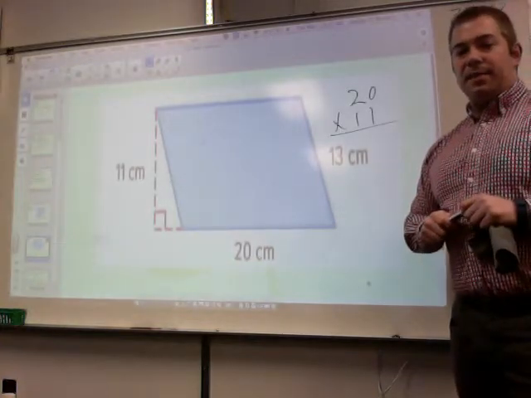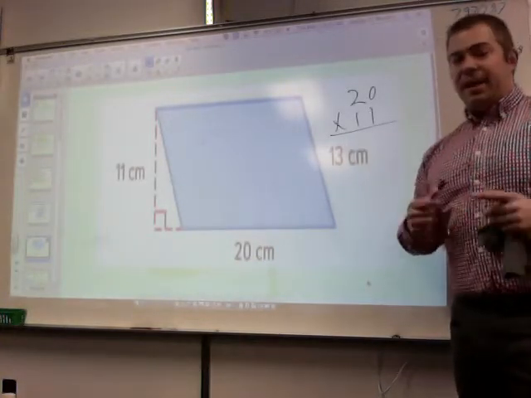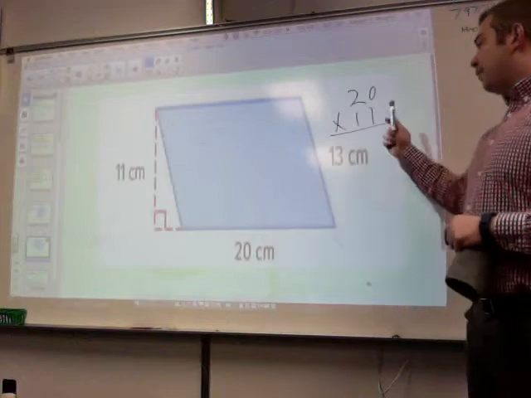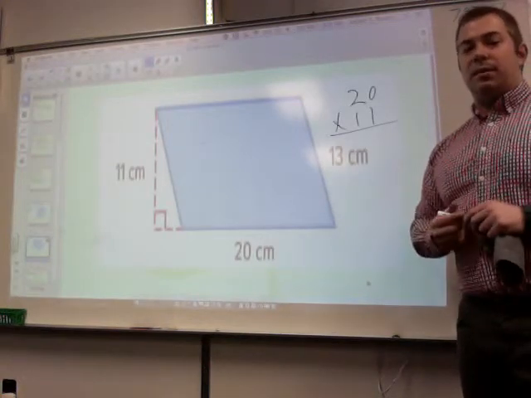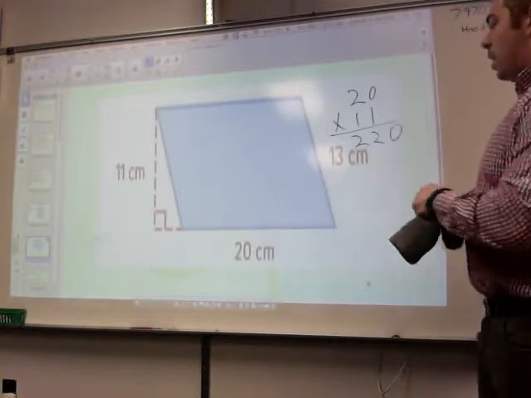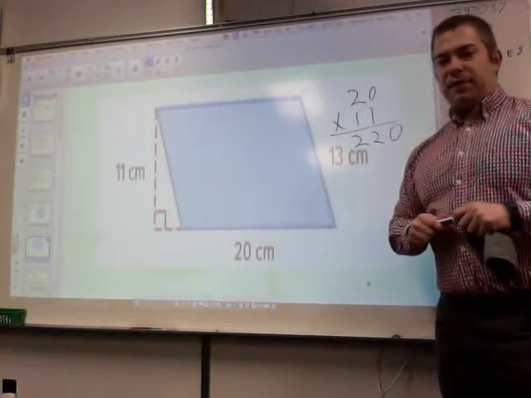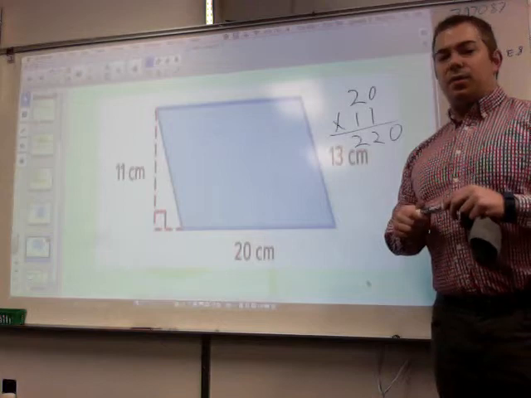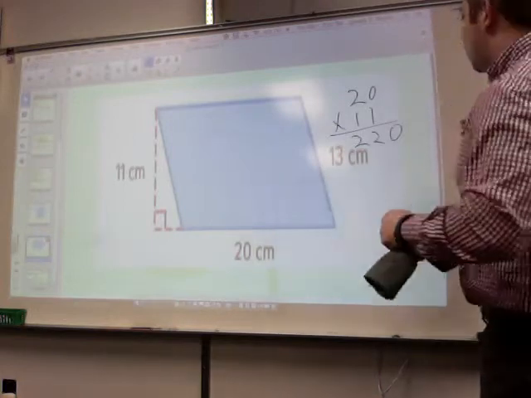Okay, let's think about it. What's 20 times 10? 200. 20 times 1 more is 20. 200 plus 20 equals 220. So our area of this figure is 220 centimeters squared.